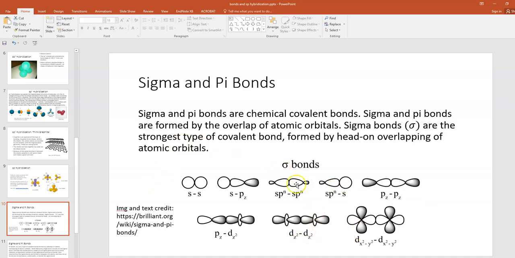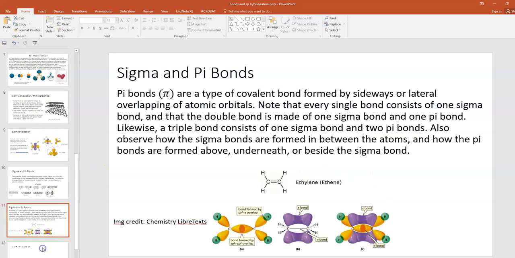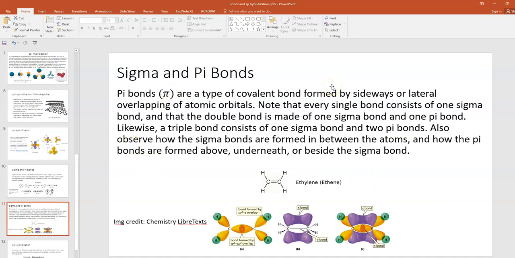And so you can visualize it here. These are the different kinds of sigma bonds that you can get. You can get s-s, s-pz, and so on and so forth. It just keeps going. But anyway, it's a head-on overlap. Pi bonds are a type of covalent bond formed by a sideways or lateral overlap of atomic orbitals. Okay? So to do this, I'd like to talk about ethylene, which is shown here.